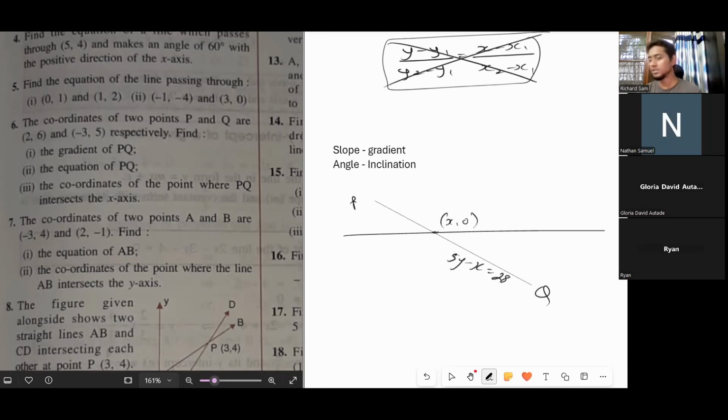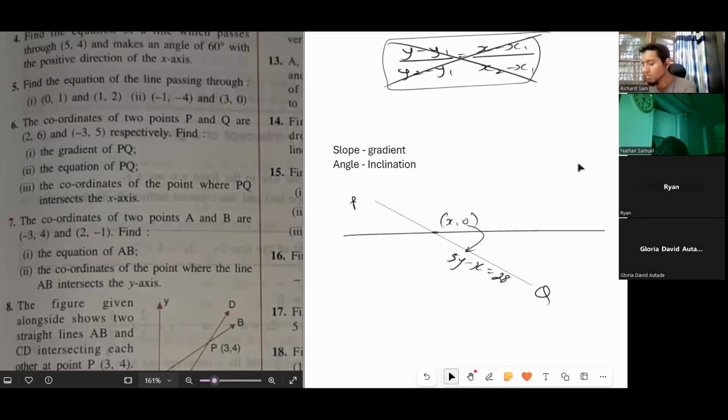Whatever equation you get, maybe x is first, y is second, or however it is, it's okay. In this equation you will just put 0 in place of y and find out what x is. Then you will get the coordinate of the point where the line intersects the x-axis. Did anyone get the value of x? Minus 28.